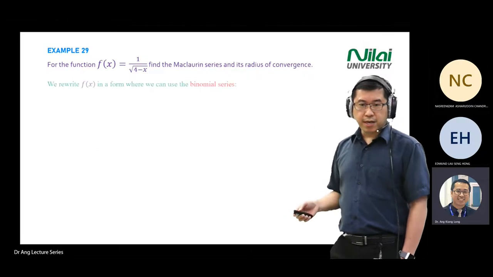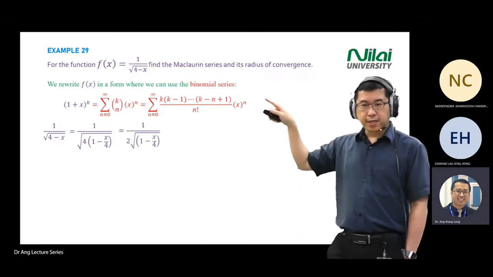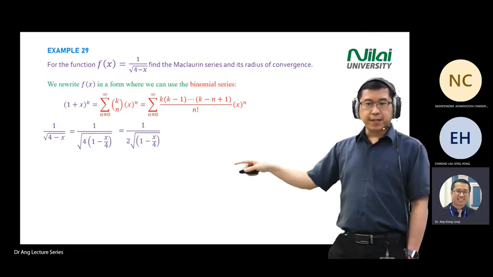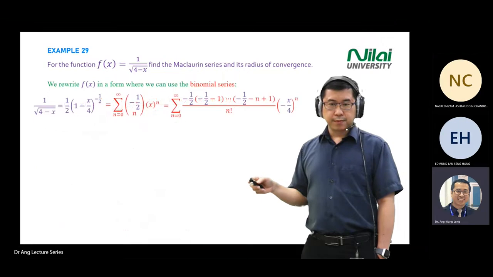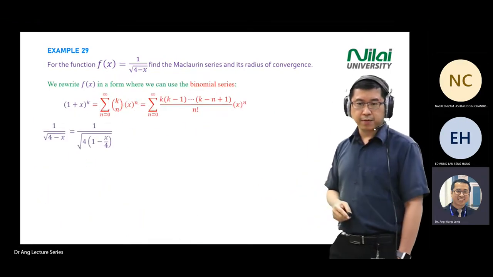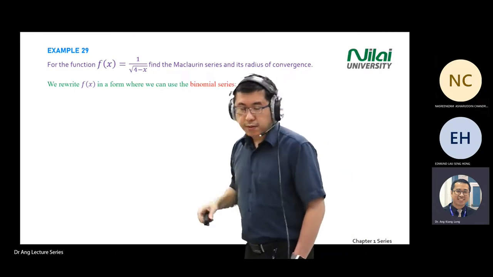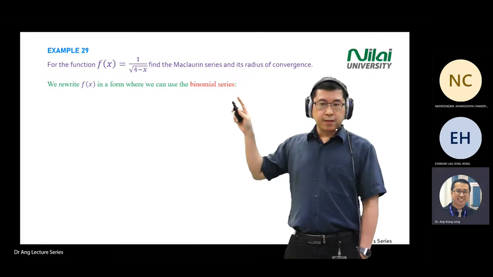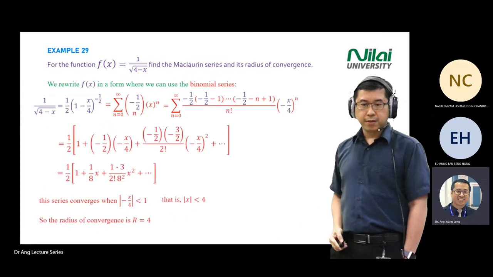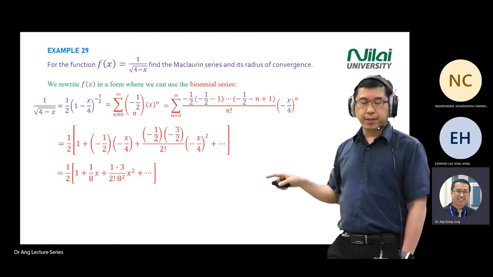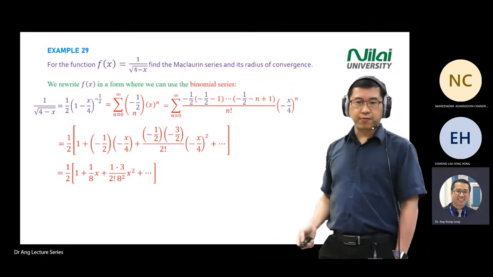Example 29 is your homework, so I'm not going to go through example 29, but it is part of your homework. Go and study the pattern. Maybe I help you a little bit with example 29. I think this one you do as homework, and we go to the next example. There are lots of steps here, but again, example 29 will be a test one or final exam kind of question, especially since it asks you to find the radius of convergence.